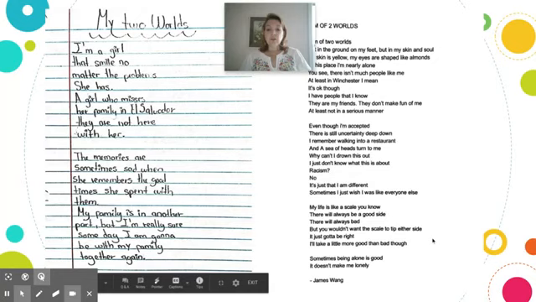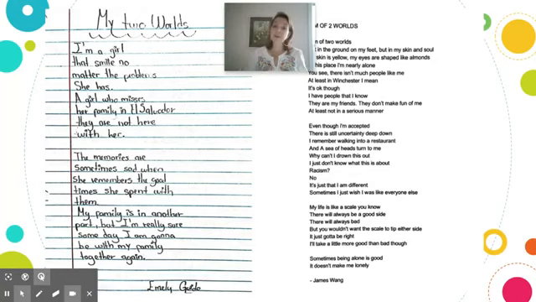I'm a girl that smiles no matter the problems she has. A girl who misses her family in El Salvador that are not here with her. The memories are sometimes sad when she remembers the good times she spent with them. My family is in another part, but I'm really sure someday I am gonna be with my family together again.